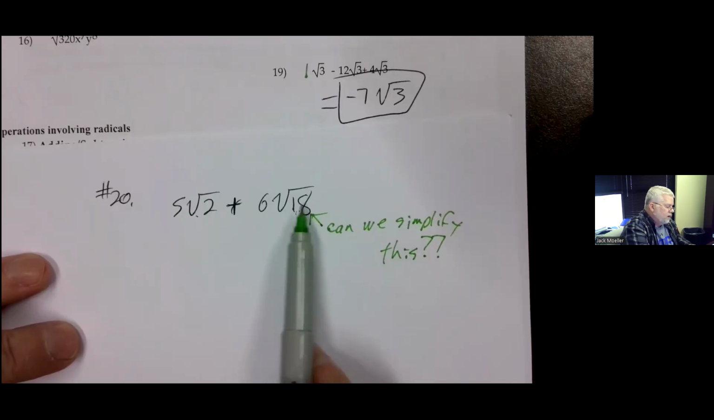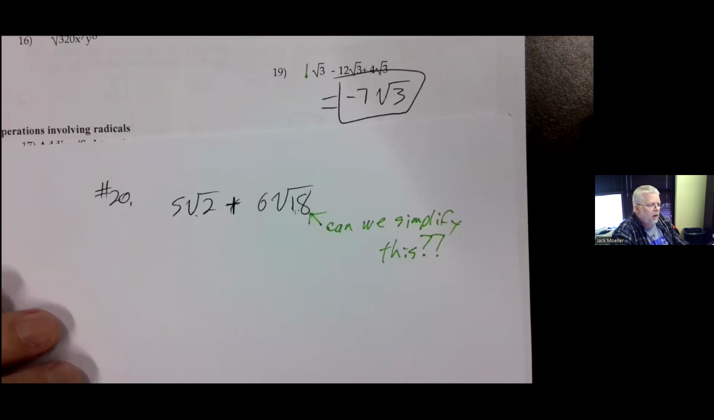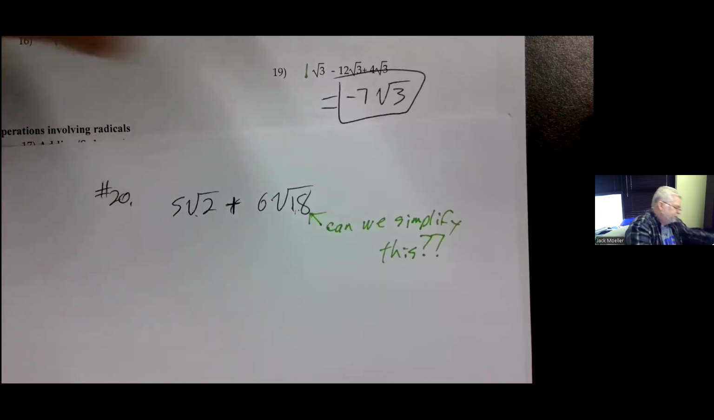Because if we can simplify this and make this a square root of 2, then we can actually do the addition. So I'm going to do this two ways. I'm going to do it by hand, and then I'm going to do it by the calculator. So that way you have both tools in your toolbox. And then I'll talk about like proper ways to use the calculator on this.